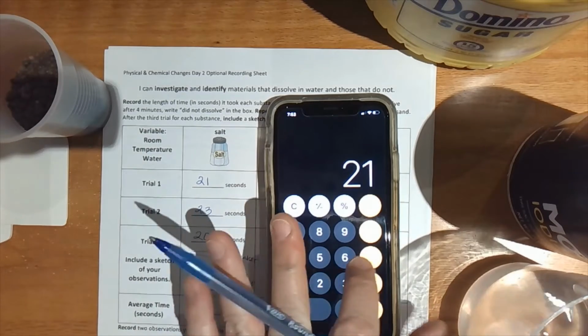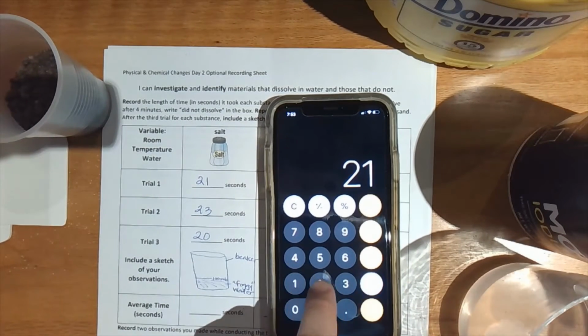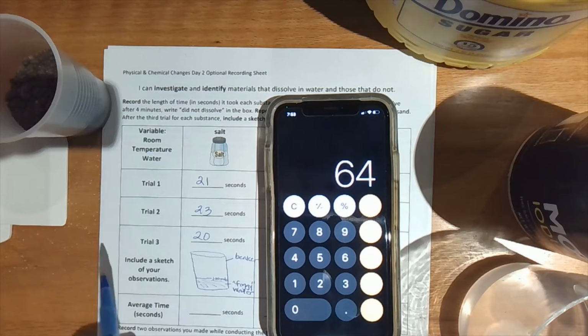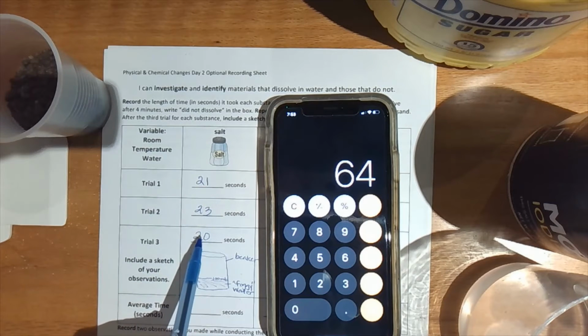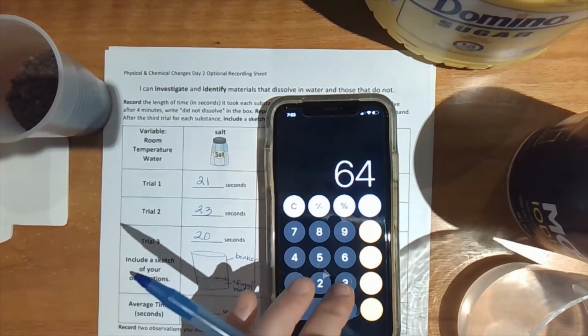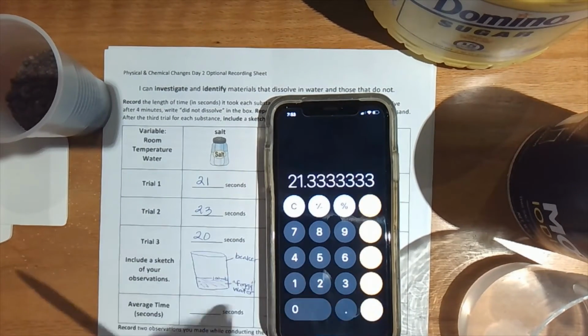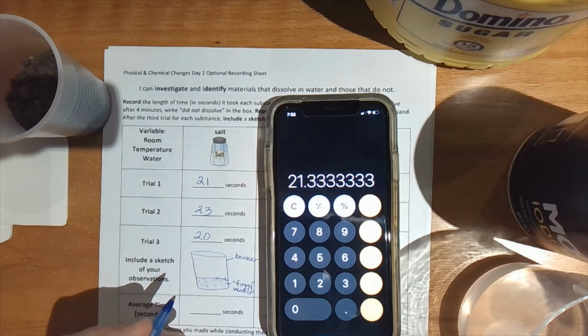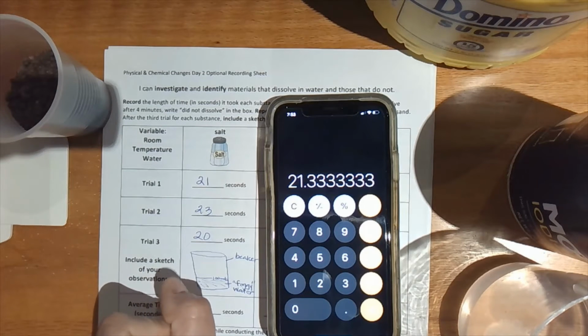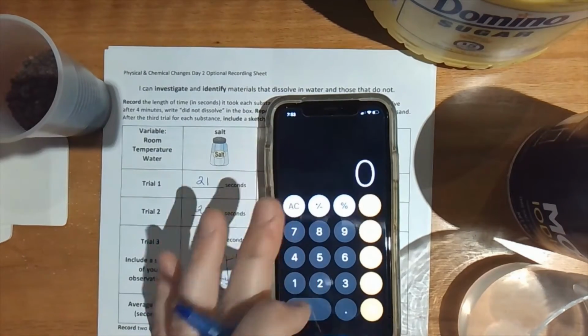So 21 plus 23 plus 20 equals, I have 64. And then you're going to divide by however many numbers there are. And here I added 3 numbers, so I'm going to divide by 3, and that equals 21.33333. So I'm just going to round it to 21 seconds. So that is my average.